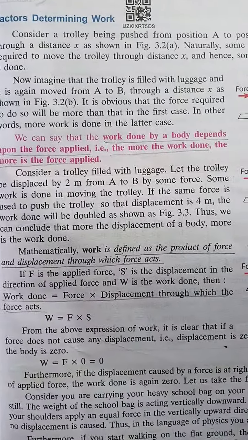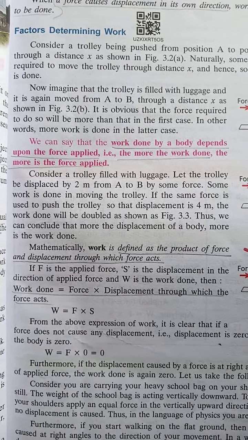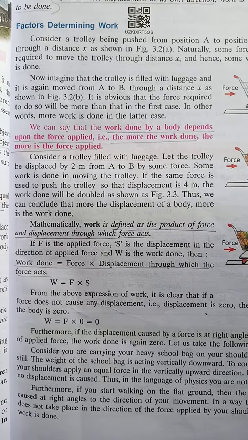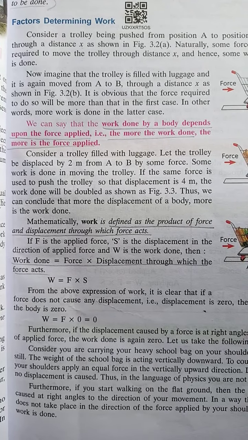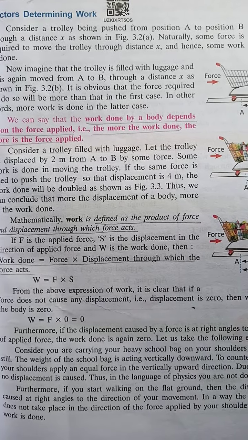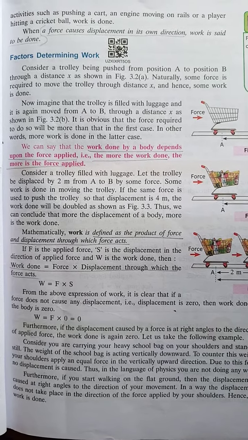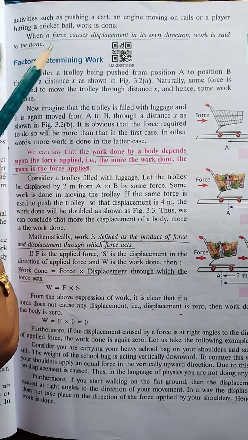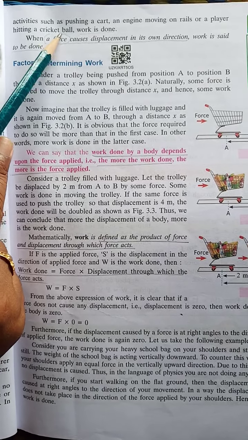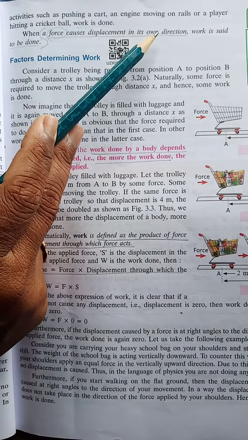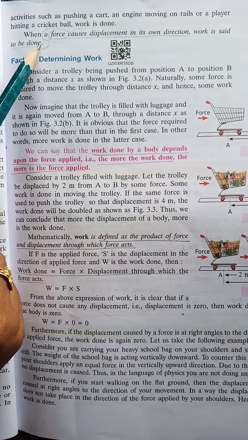In the previous session, we discussed what work is and what energy is. That means when we can say that work is done, and to do the work, how much energy is needed to use, that is called capacity or energy. In the previous session, we discussed that when a force causes displacement in its own direction, work is said to be done. A force is compulsory to displace any object in its own direction. Then work is said to be done.